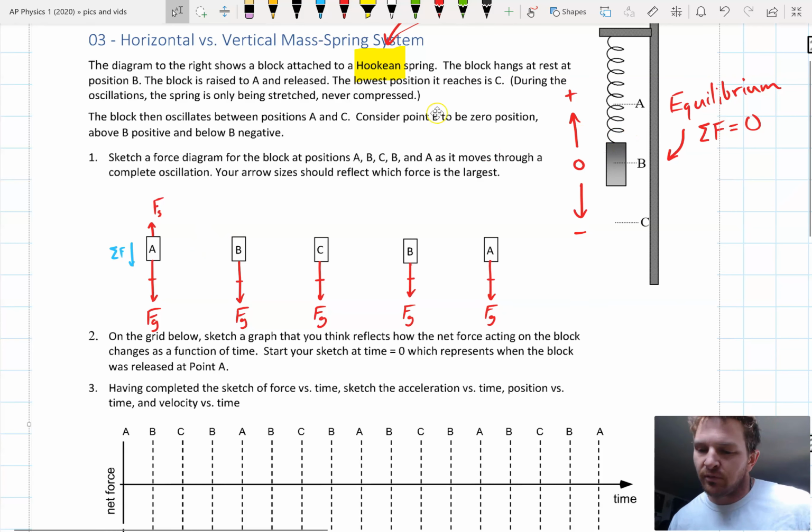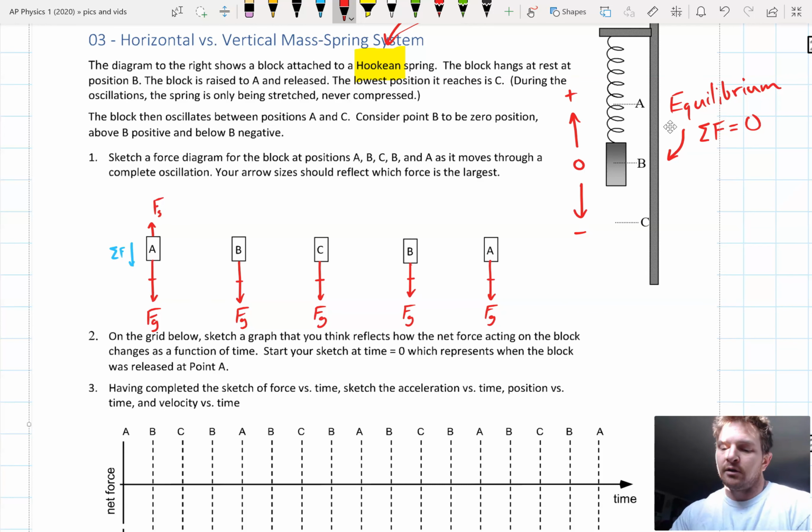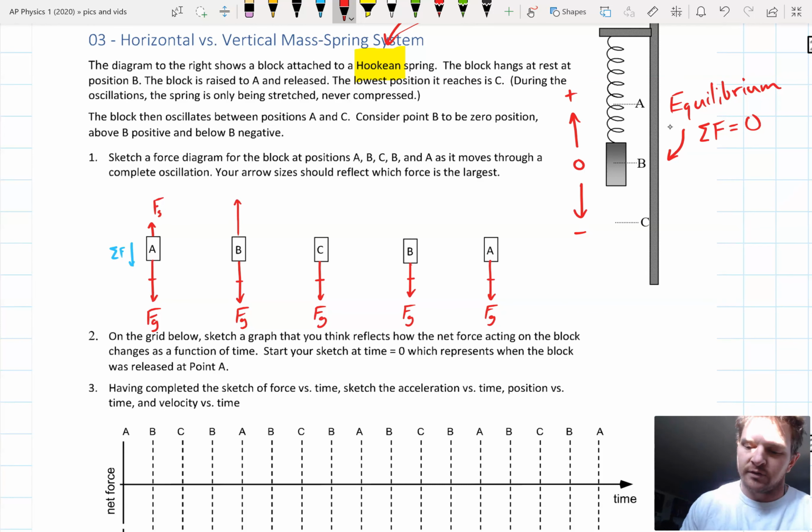Now at position B, remember, this is where it wants to just hang at rest. This is the equilibrium position. What the equilibrium position tells me is that all of the forces are canceling each other out. The net force is 0. So I know that the spring force at that position is going to be the exact same magnitude as the force of gravity.